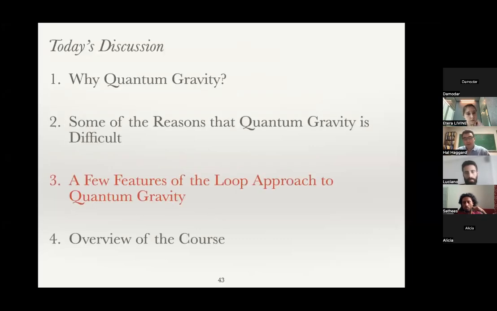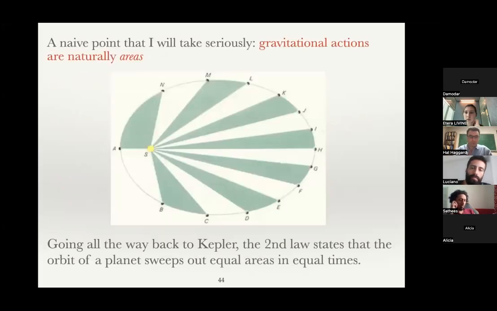All right. So I've told you that we need quantum gravity. I've told you it's really hard. And so now I want to try and tell you a little bit about what the loop approach to quantum gravity is. As I said, I'm going to keep this rather brief today, but just to try to give you a teaser for what I want to tell you next week. A few features of the loop approach. All right, I have a kind of naive point I want to make.